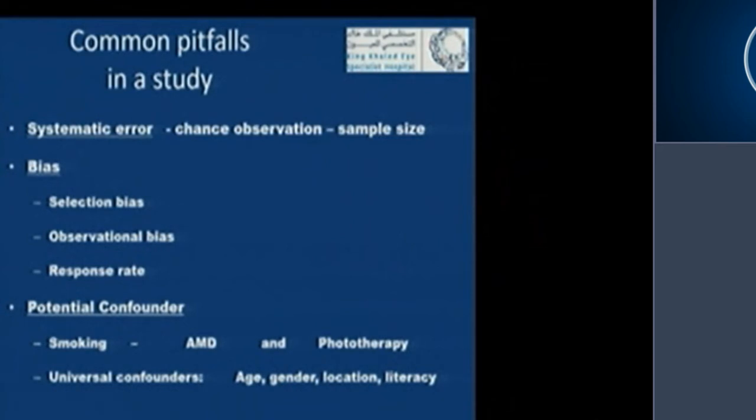Remember the difference between bias and confounder. Once bias is introduced, nothing can be done. So you have to be very careful in the planning stage so that the effect of bias is minimum in your study. But in case of confounders, if there are confounders, you can study the effect of confounder on your result, provided you have collected that information. If you have not collected that information, you cannot study the effect of confounder.